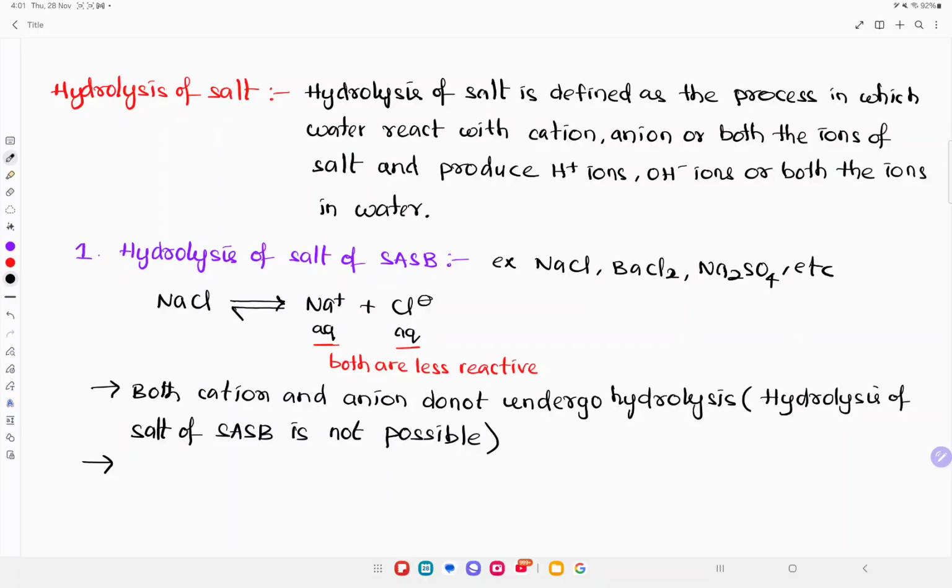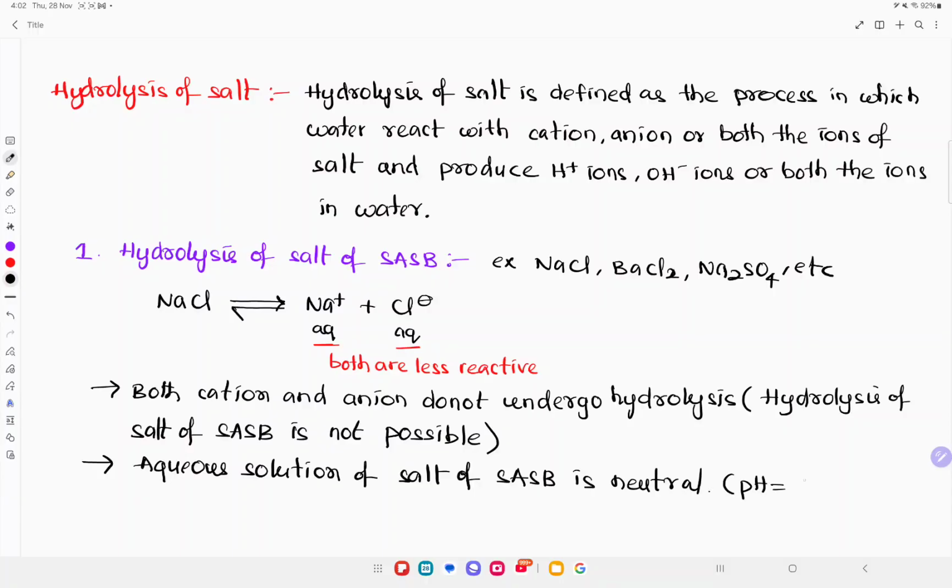Since hydrolysis is not possible, the aqueous solution of salt of strong acid and strong base is neutral. That means pH is 7. pOH is also 7.